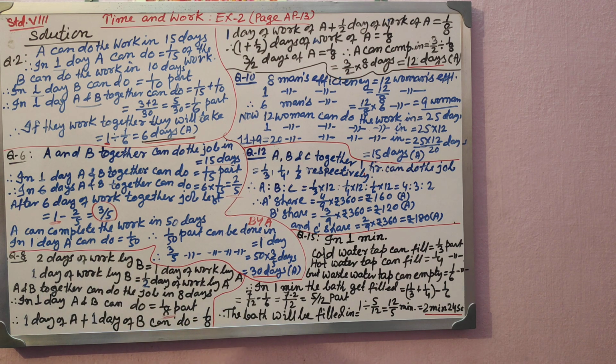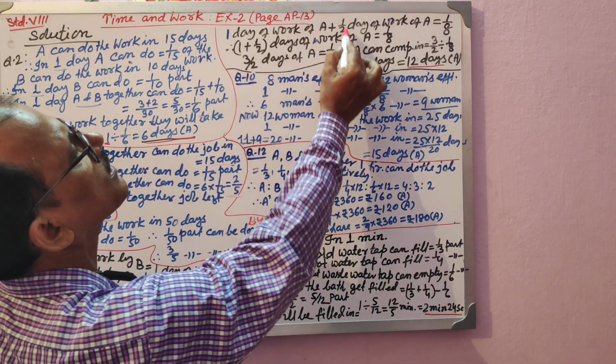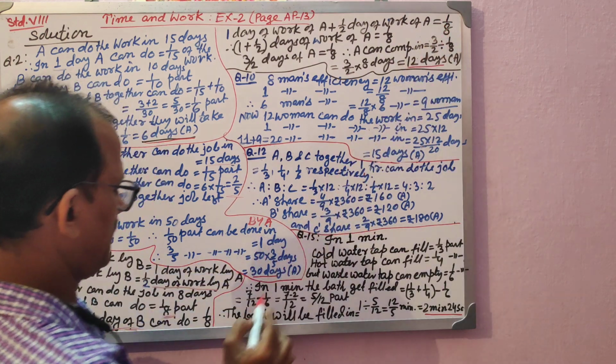That means if A works 1 day and B works 1 day together, they can do 1 by 8 part. Isn't it? So this one I have converted to 1 day of B part. 1 day of B part is half day of A part. So 1 day of A plus half day of A is equal to 1 by 8.